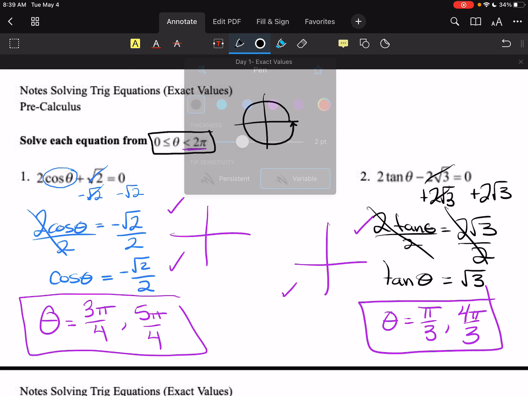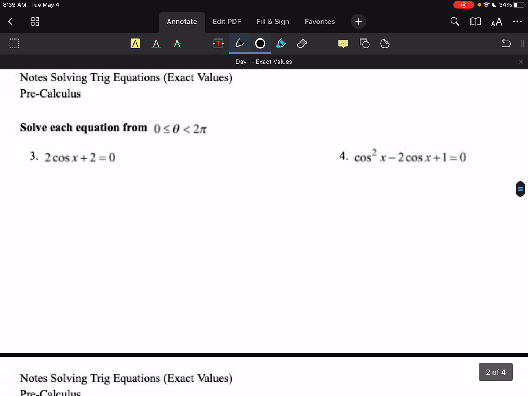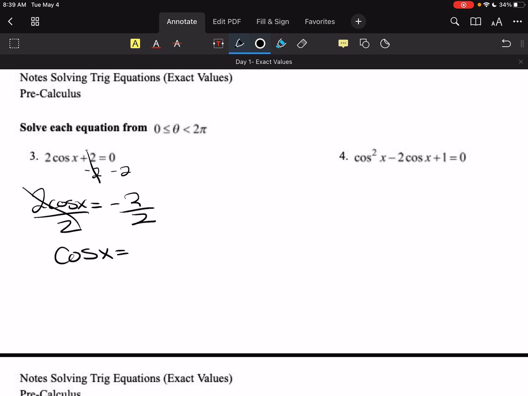Okay. So let's make these a little bit more challenging. Number 3 is not that much more challenging. I'm going to subtract the 2. And divide. So we can get those quadrantal angles, the ones that are at 90, 180, 270. And cosine of x equaling -1, that occurs in one place, and that is at pi.